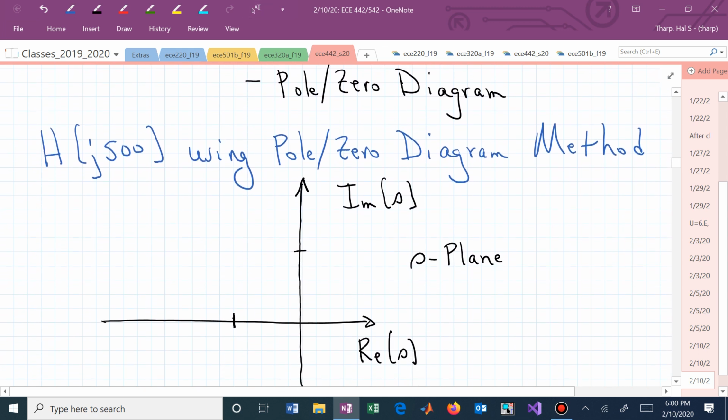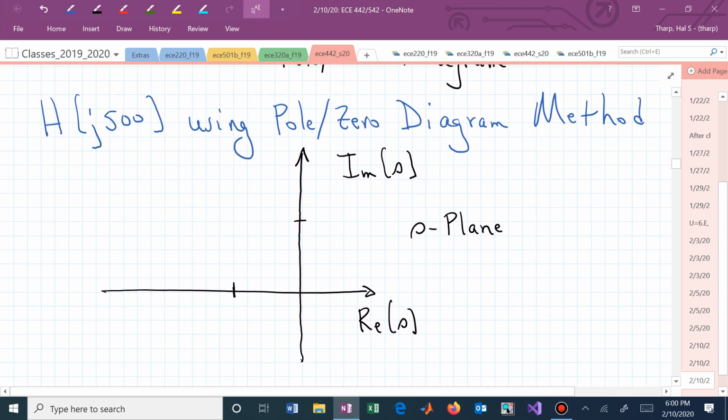Let's now find h of J500 using the pole zero diagram. And I'm now going to say that those tick marks are at 600 away from the origin. This is now minus 600, and this is J600. Did I do the right distance?